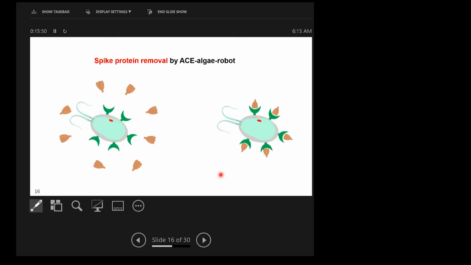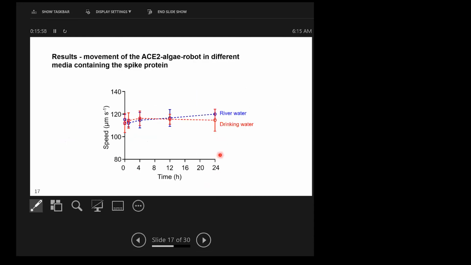So in the next part, I will focus on the removal of SARS-CoV-2 spike protein by these ACE2 algae robots. In this figure, we can see that the presence of the S protein in the drinking water, shown in red, and the river water, shown in blue, doesn't affect the mobility and the lifespan of the robots. So this means the robot can operate in such environments for a very long time scale.